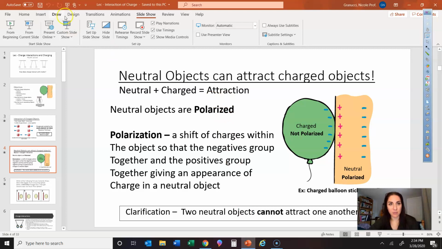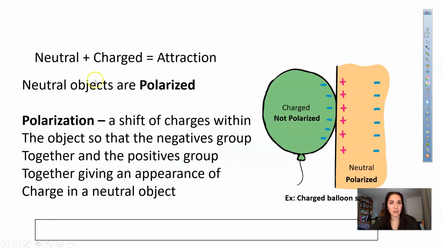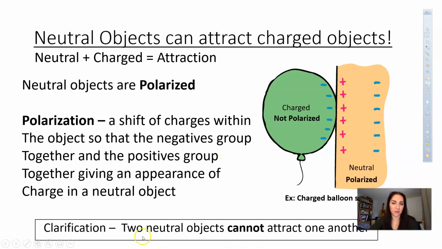So coming back to my point here, a neutral object can be attracted to a charged object. There's a great multiple choice question coming up on your next quiz: which one is the polarized object? It's the wall. It's the neutral object that gets polarized. And like I said, you can't have two neutral objects attract one another. There is no interaction of charge, no way to separate charge, so there will be none.